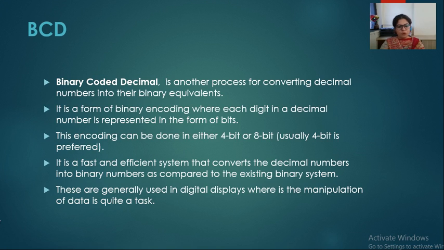So we have to make 4-bit combinations. 2 raised to power 4 is equal to 16. It means we can deal with only the first 16 numbers. So it is a process for converting decimal number system into binary equivalents.